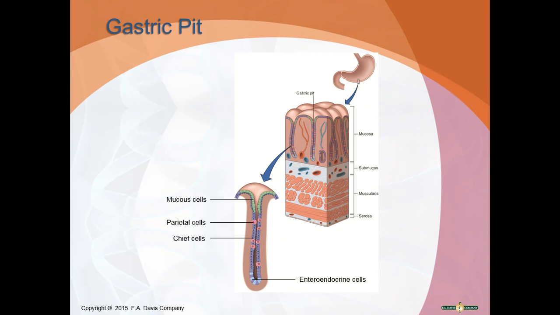Mucus cells secrete mucus, which protects the stomach lining and keeps the stomach from digesting itself. Parietal cells secrete hydrochloric acid and intrinsic factor. Intrinsic factor is necessary for the absorption of vitamin B12, and hydrochloric acid helps kill microbes in swallowed food. Chief cells secrete digestive enzymes such as pepsinogen, and enteroendocrine cells secrete the hormones ghrelin, which stimulates the hypothalamus to increase appetite, and gastrin, which influences digestive function.